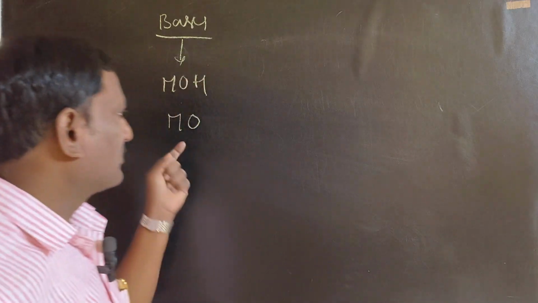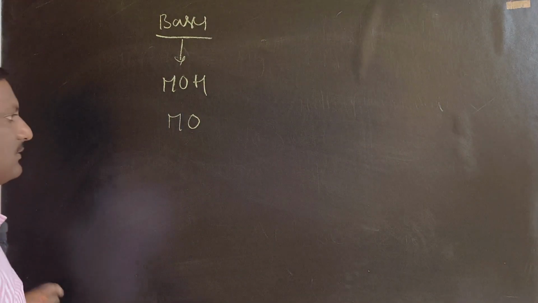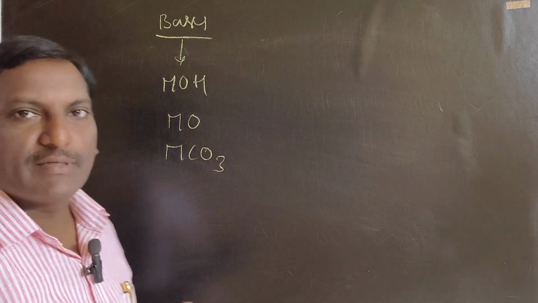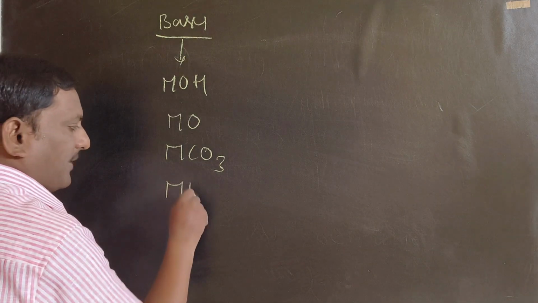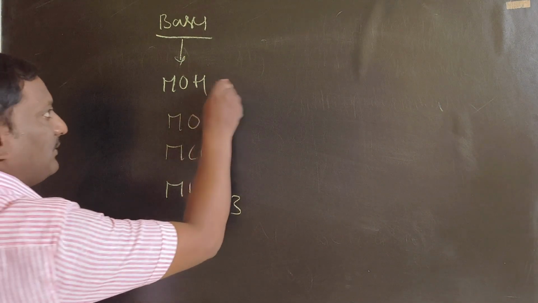Generally, metal oxides are also considered as bases. Metal carbonates are generally basic in nature. Metal bicarbonates are also basic in nature. Let me give examples for this.